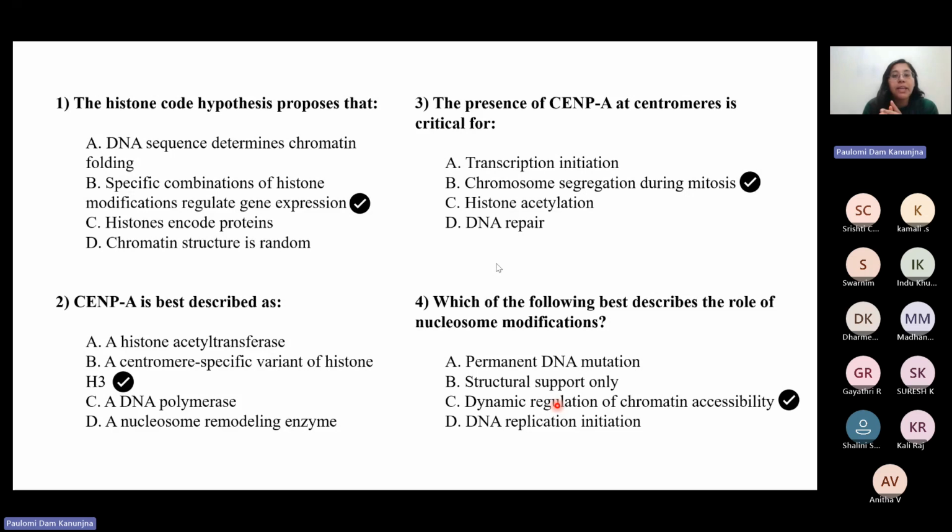Then you have the CENP-A, which is best described as a centromere specific variant of histone H3, and I will tell you what it does. And then you have the next question, which is presence of CENP-A at the centromere is critical for chromosome segregation during mitosis. This we had already discussed in the previous problem solving session. Why is CENP-A important, right? And the next one is, which of the following best describes the role of nucleosome modification, dynamic regulation of chromatin accessibility, which I think has been now fairly established, right?